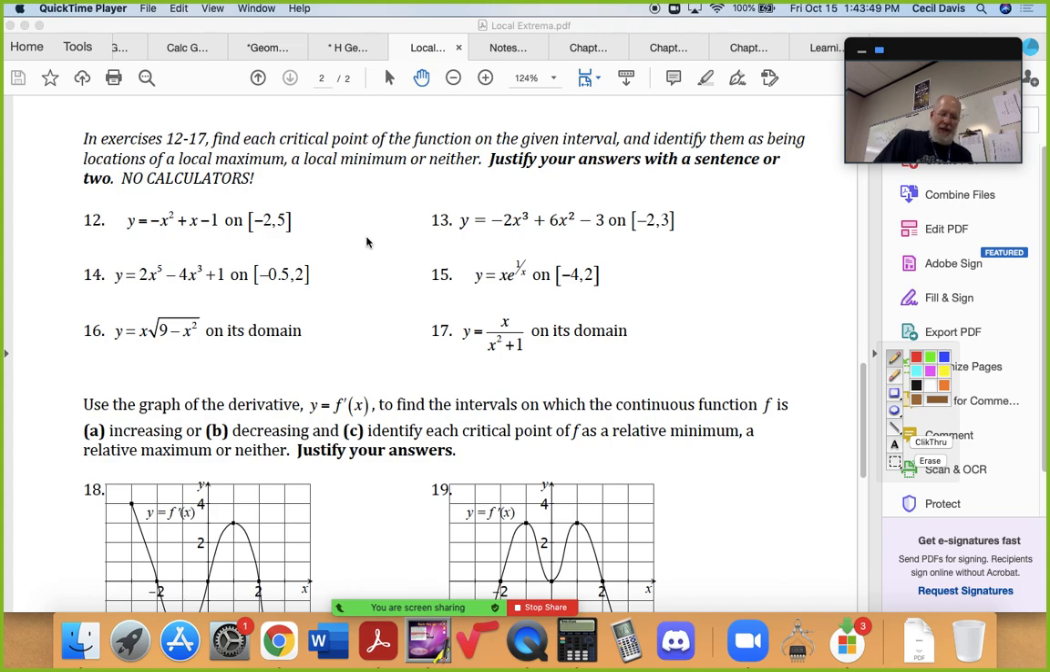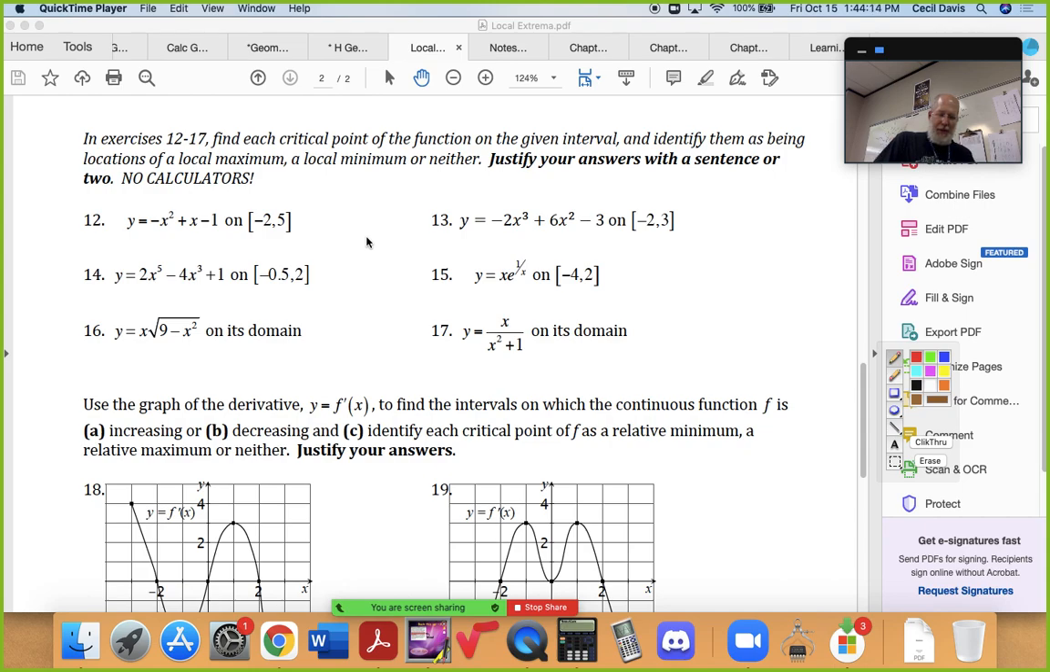F is decreasing on the closed interval from negative 3 to negative 2 and from 2 to 3 because f prime is less than 0 on the open interval from negative 3 to negative 2 and the open interval from 2 to 3. At x equals negative 2, f has a local minimum because f prime changes from negative to positive at that point.